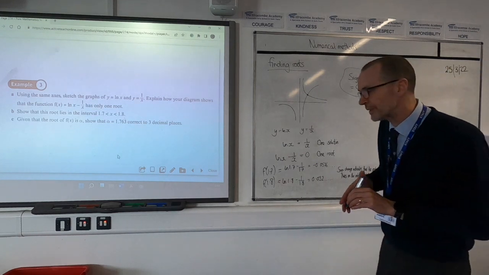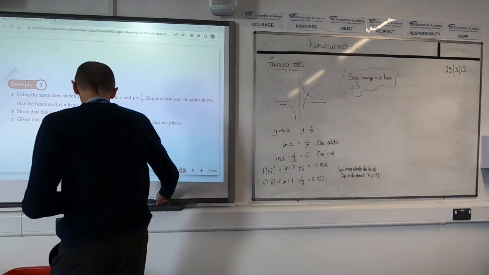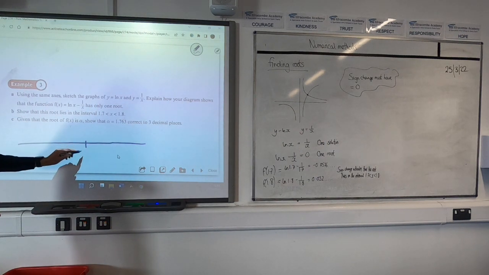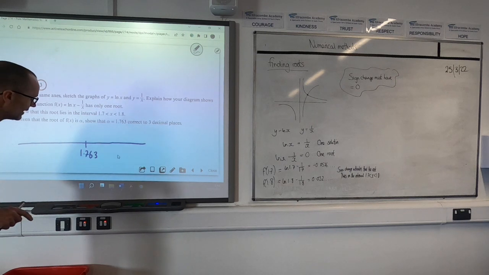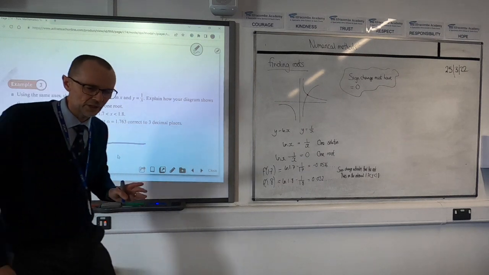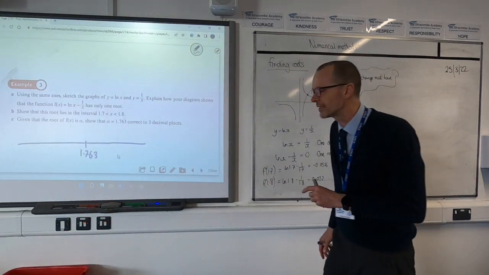Now the last bit is the important bit in terms of how this question is different, because we're still trying to find this root. We know it's between 1.7 and 1.8. They then say show that it's 1.763 to 3 decimal places. So how can we use sign change to demonstrate that?